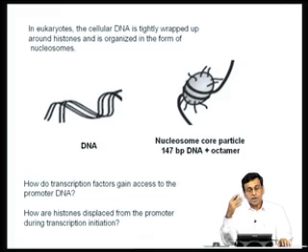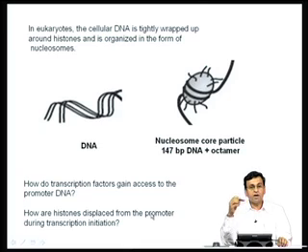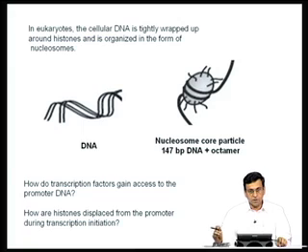So transcription activation has to take place not on naked DNA, but on chromatin templates, which means the histones which are wrapped around the DNA and form the nucleosomes have to be displaced from the promoter in order for transcription initiation to take place. So this is what we are going to discuss next in the next few classes. How do these transcription factors displace histones from the promoter region so that the pre-initiation complex can be assembled and transcription initiation can take place?